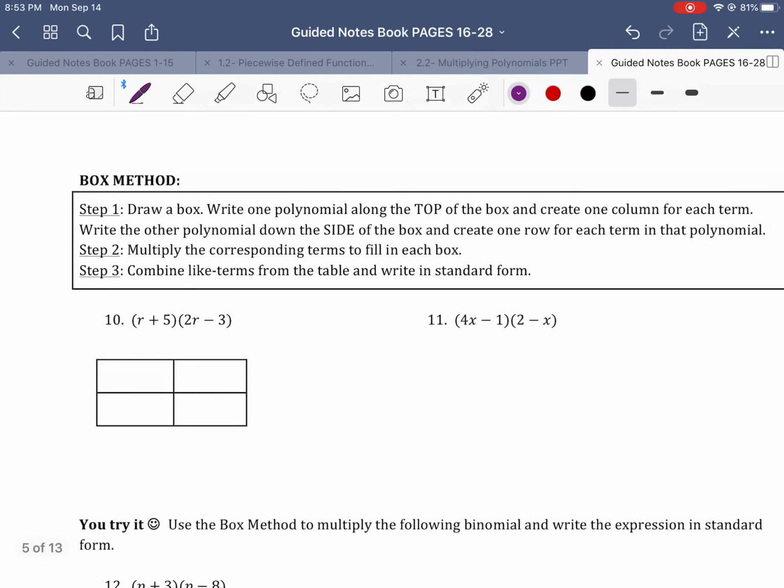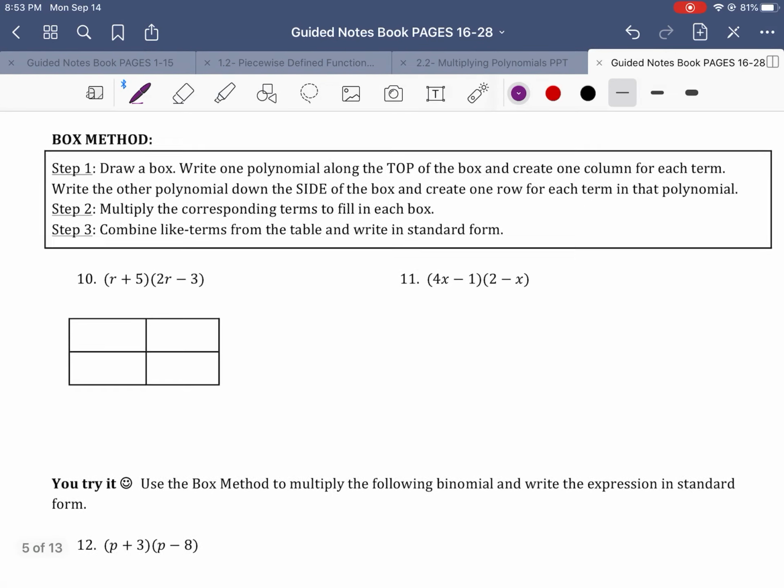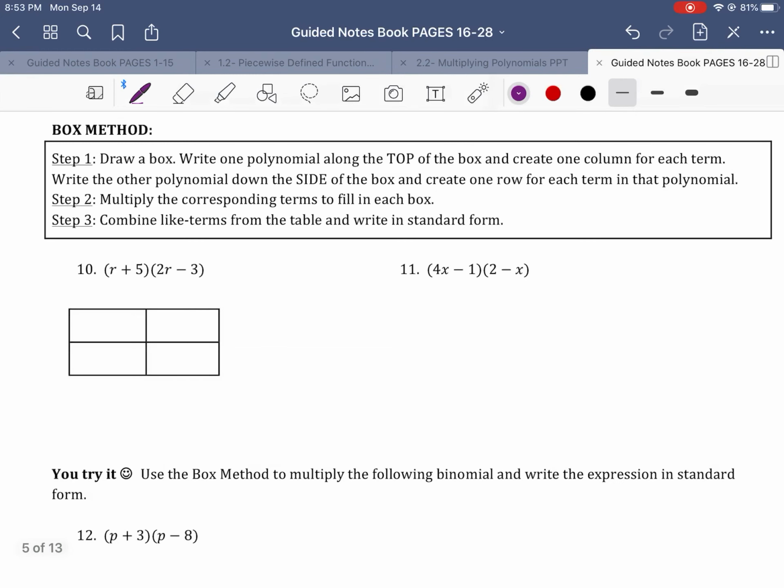As we look at the next page, this is the same idea. This is just another way to organize it. So for some of you, the box method might be most helpful. With the box method, all it is is organizing it in a way that allows you to keep your pieces organized. Anytime we use a box method, we look at the types of polynomials we're multiplying. In this case, we have a two-term or a binomial times one with also two terms, another binomial. So we've created a box that is a 2 by 2.